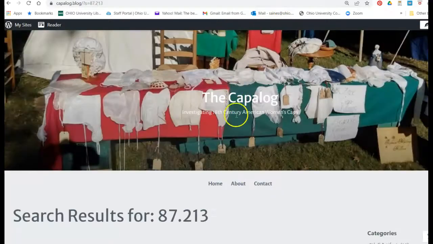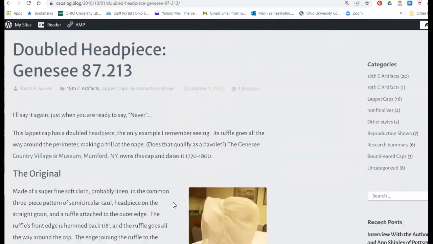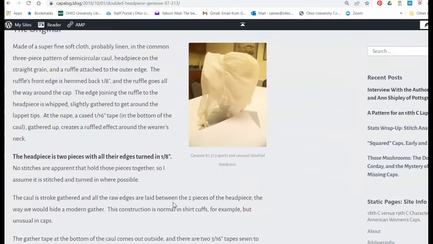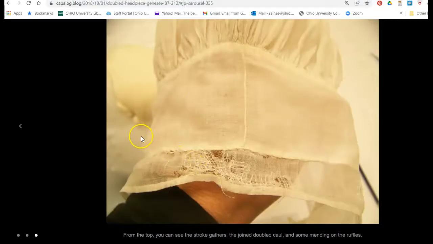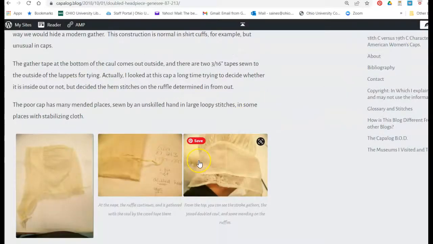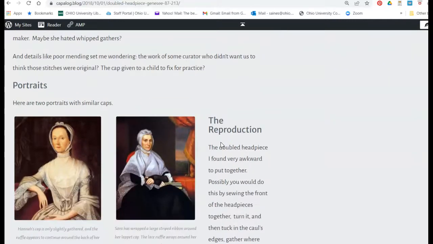For each cap that I describe, I follow a similar template. For example, this one from Genesee, I always start with the original and offer some photographs. These are study photographs. They're not professional. I'm not a professional photographer. These are study photographs so that you can see what I saw. And then I talk about what questions that brings up for me or things that I still don't know the answers to.